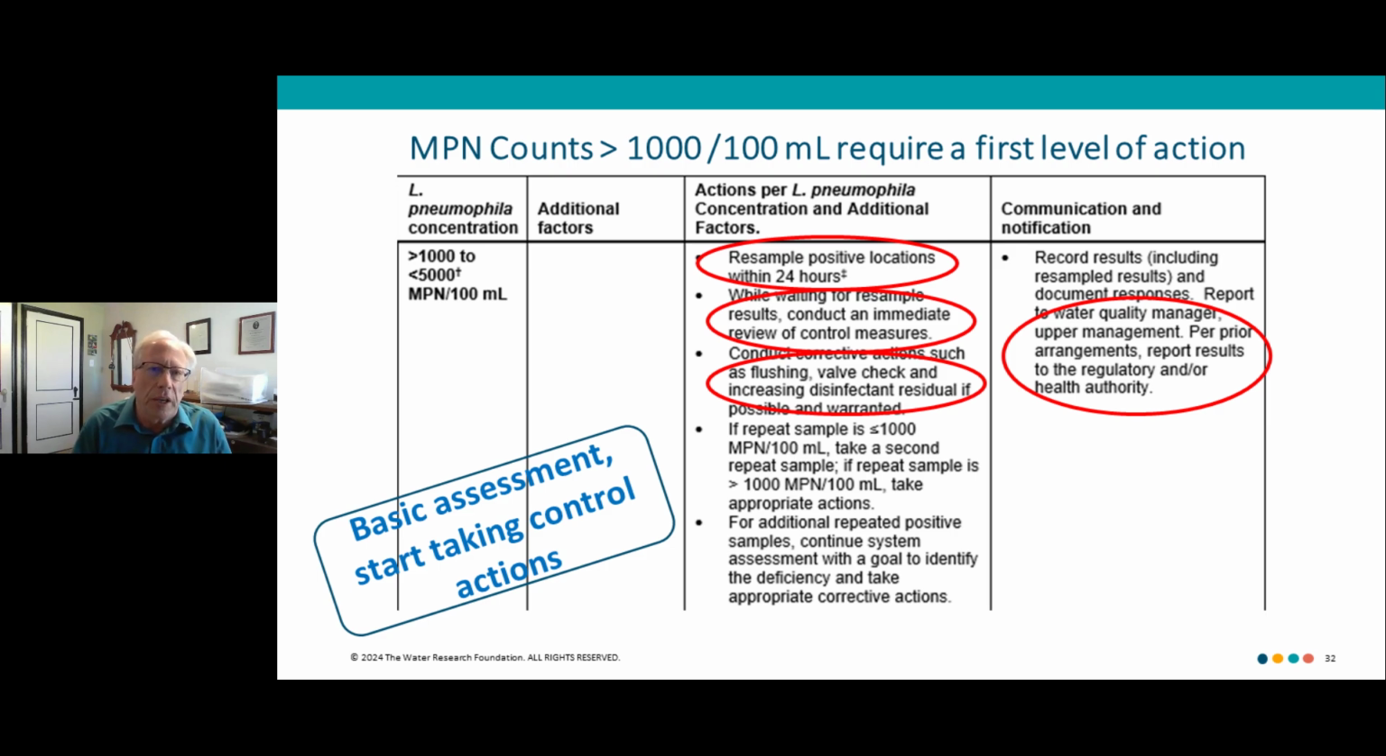Now, if you start to get samples that are greater than 1,000 per 100 mL, we really feel that at this point with the data that we have, that starts to get a little unusual and above the baseline where you might want to take a little bit more action. Of course, resample within 24 hours, look at your water quality data, and maybe even look at some of the controls you have. If there was water main work going on in the area, maybe you want to get out and flush. Check the disinfectant residual.